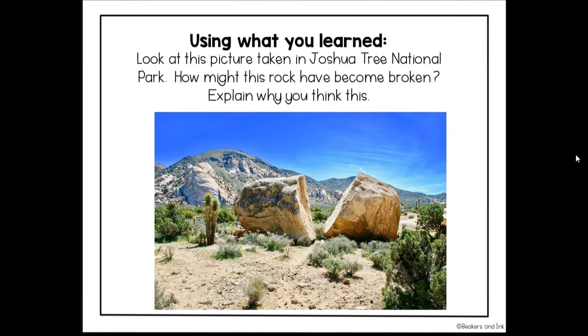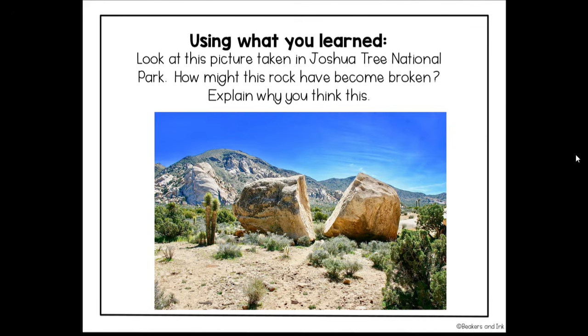All right, you have two more things to do. So take a look at this picture here. This is a picture from Joshua Tree National Park. Take a look at this rock. We can assume that at one point, this rock was one solid piece of rock. First of all, do you think this is an example of chemical weathering or physical weathering? If you said physical weathering, you're absolutely right. This rock split apart. It's still the same rock. The chemical composition inside did not change at all.